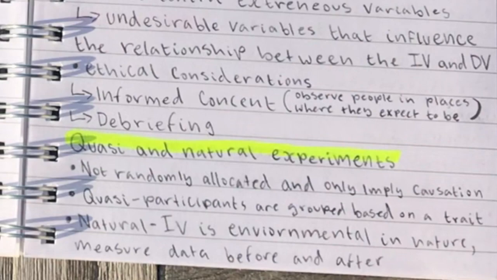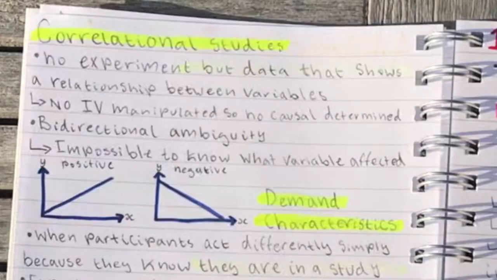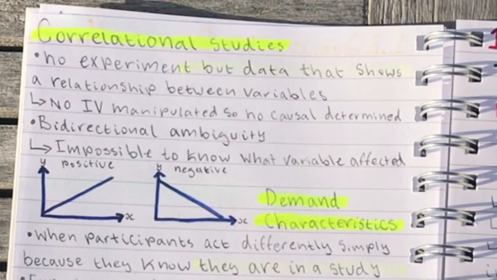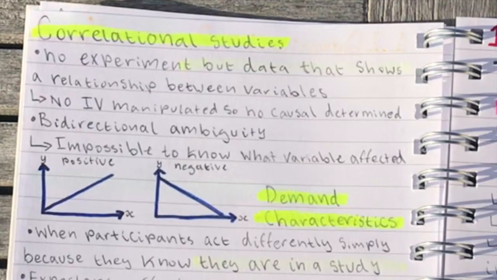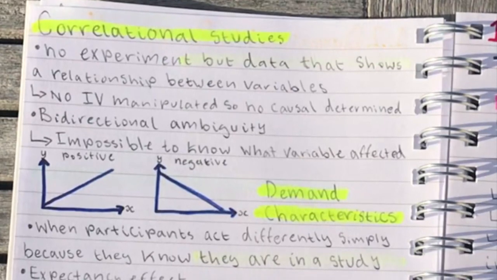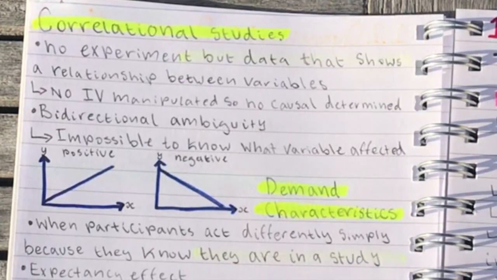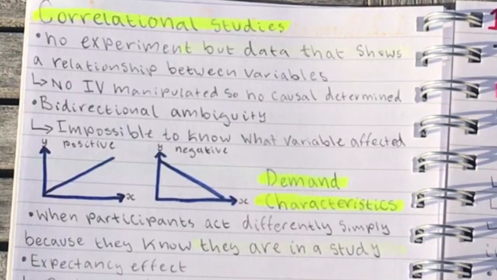For instance, you could talk about pollution and measure how people behaved before a certain amount of pollution happened and after a certain amount of pollution happened. So, correlational studies. So, there is no experiment, but there is data that shows a relationship between two variables. So, there is no independent variable being manipulated, so no causal can be determined. So, I can't say, oh, this is the reason why it happened.